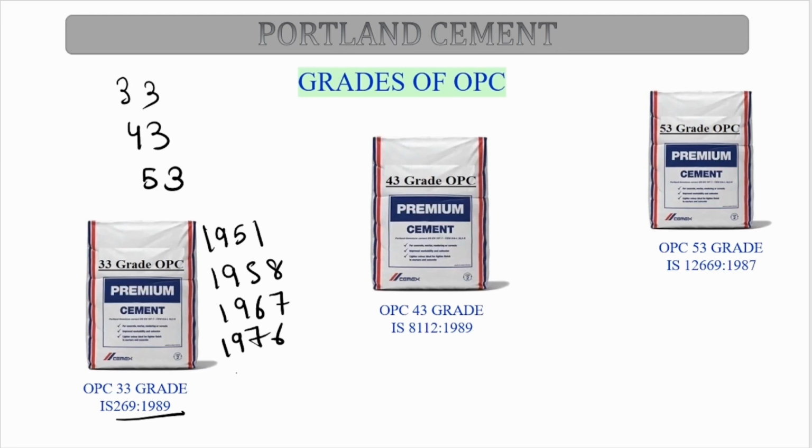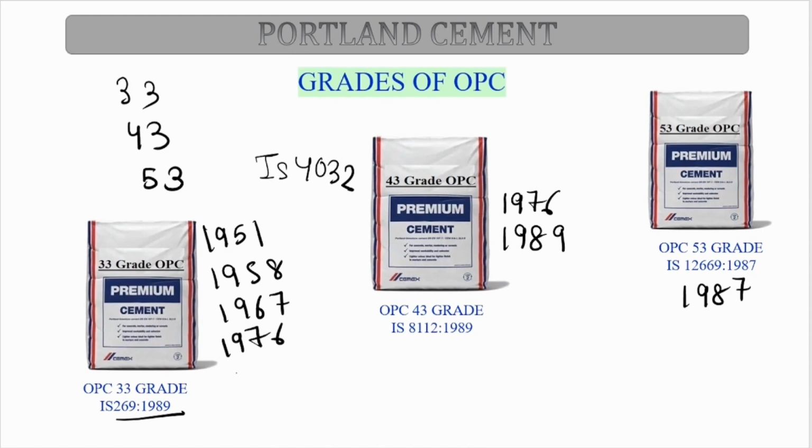OPC 33 grade must meet the chemical specification as well as the physical specification which is listed in this code book. Now, these chemical and physical specifications which are mentioned are tested using the procedures outlined in IS 4032. Similarly, for OPC 43 grade, the IS code was published in the year 1976 and it was revised in the year 1989. For OPC 53 grade, the IS code was published in the year 1987.